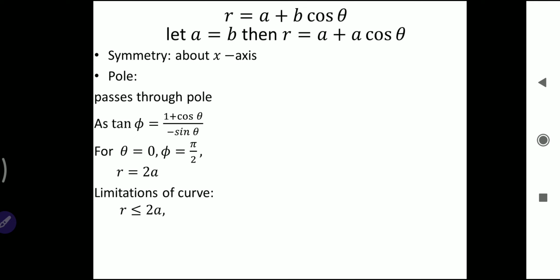So if you replace theta by minus theta, the equation remains unchanged, therefore the symmetry is about the x-axis. But when you replace both r by minus r and theta by minus theta, your equation will change, because this side will change.